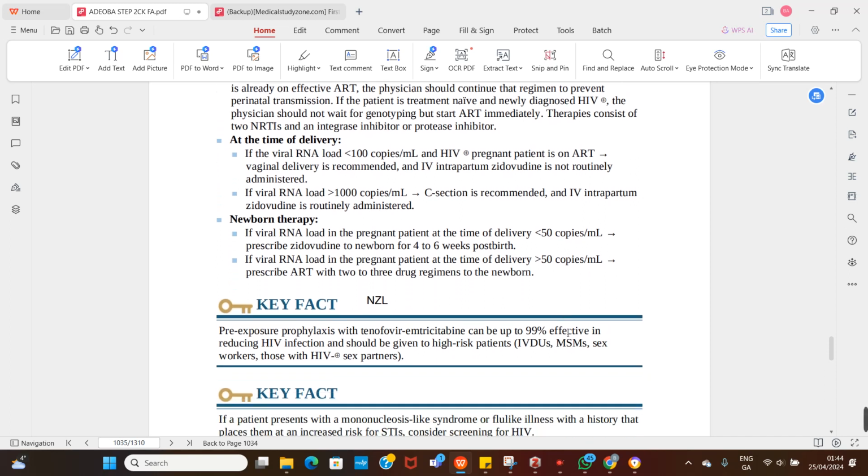So for the newborn therapy, you have to use the maternal RNA to decide what you are going to do or how you are going to go about it.